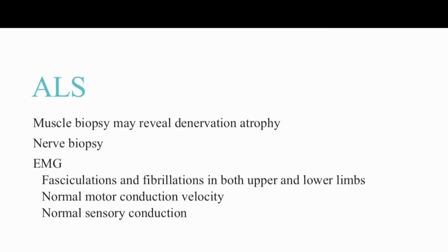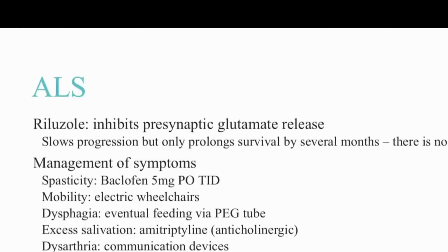Muscle biopsy may reveal, again, denervation atrophy. The nerve pulls off. You may want to get a nerve biopsy to see what's going on. You can do your EMG to see how the muscle is doing. Again, fasciculations in both upper and lower limbs. Normal conduction velocity because the nerve itself is okay. The myelin is still on there. There's no issue with demyelination. It's just the motor nerve pulls off the muscle and it doesn't attach anymore, therefore no stimulus. Normal sensory.